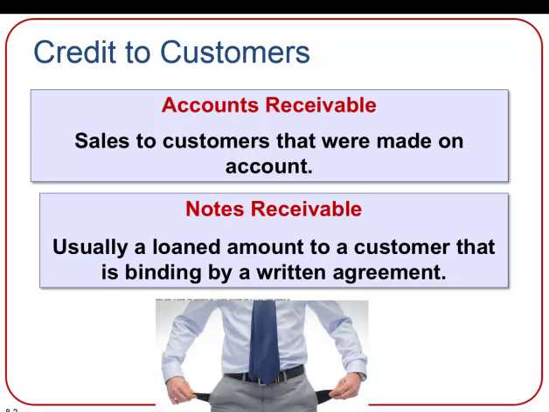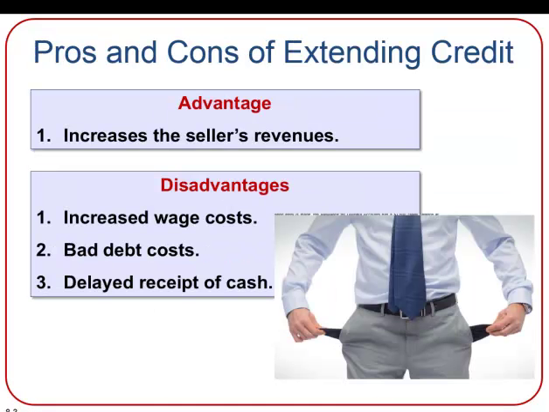So accounts receivable is just an asset. It shows the amount due from our customers for sales on account. And notes receivable is also an asset. It shows up on our balance sheet. It's an amount owed from our customers, but it's usually a loaned amount. It's binding by a lengthy written contract and usually has interest.